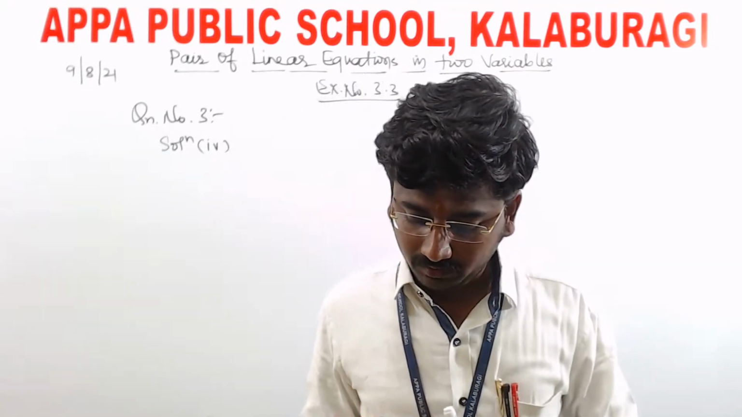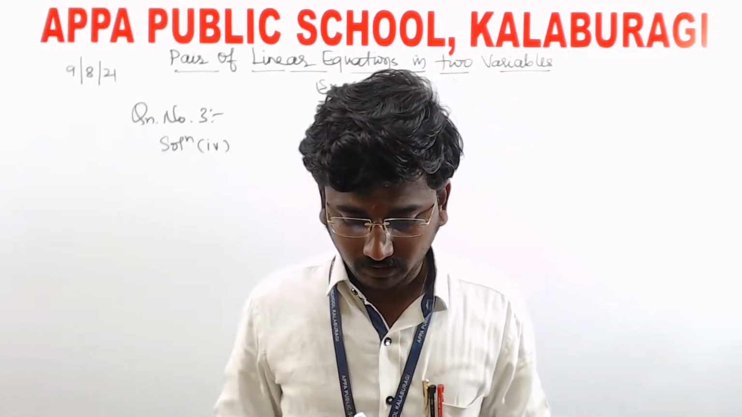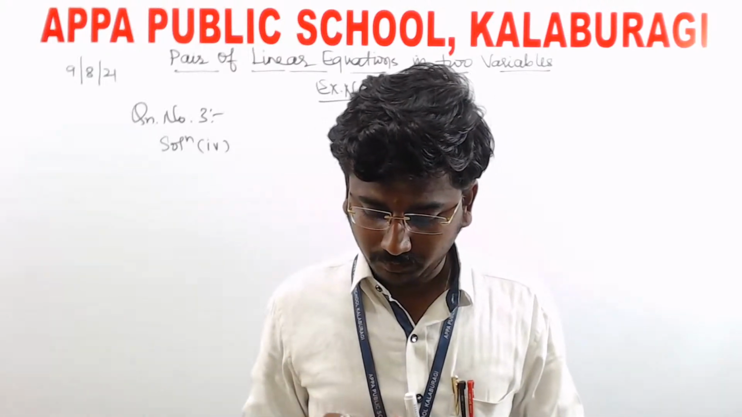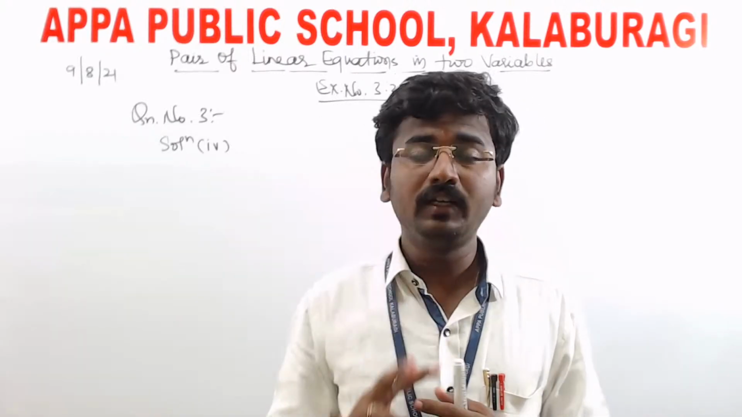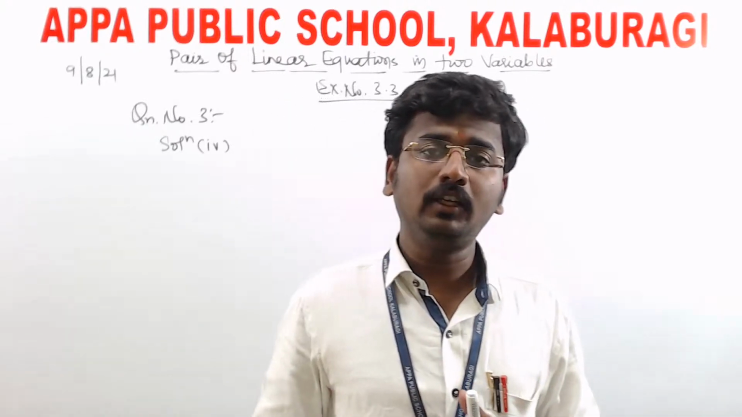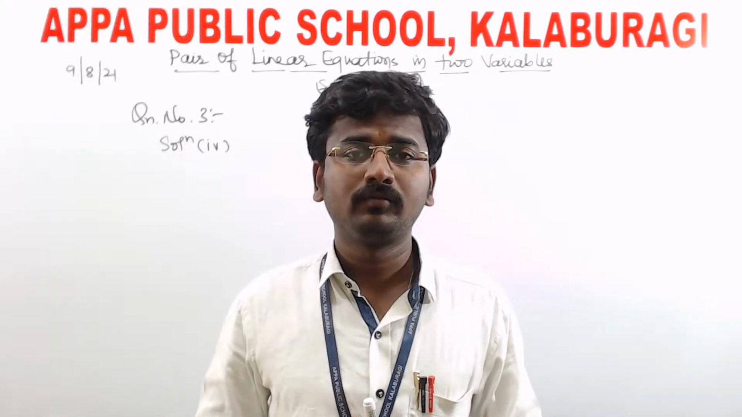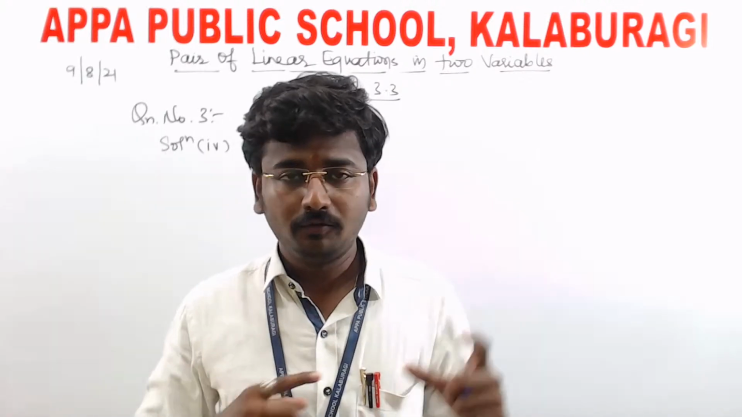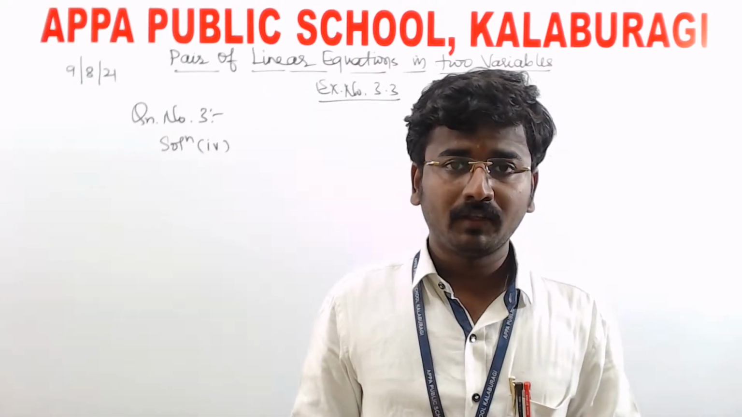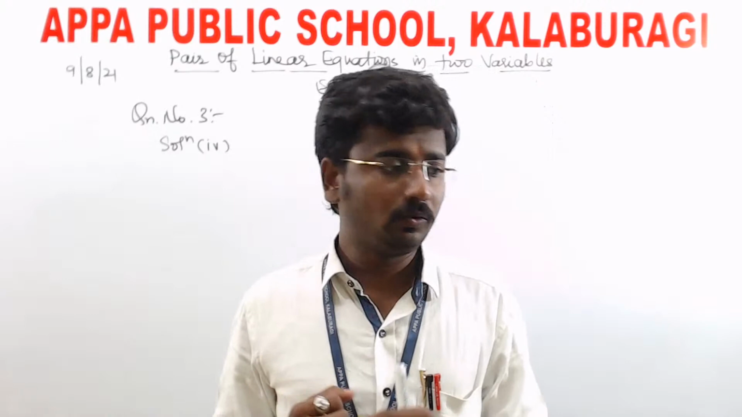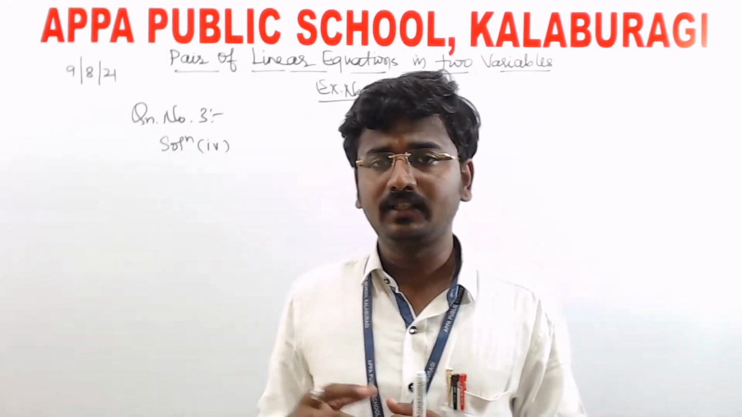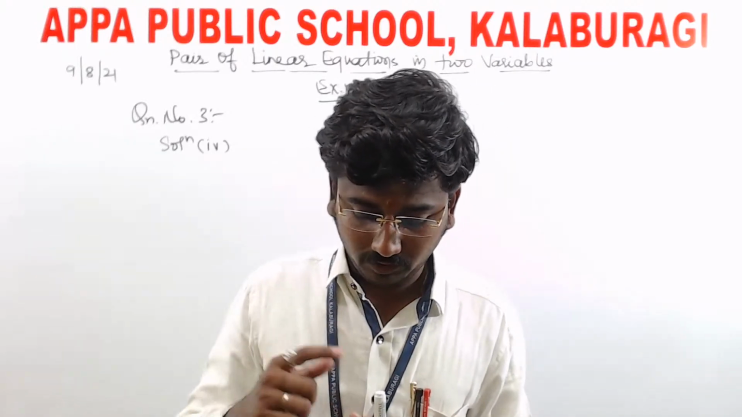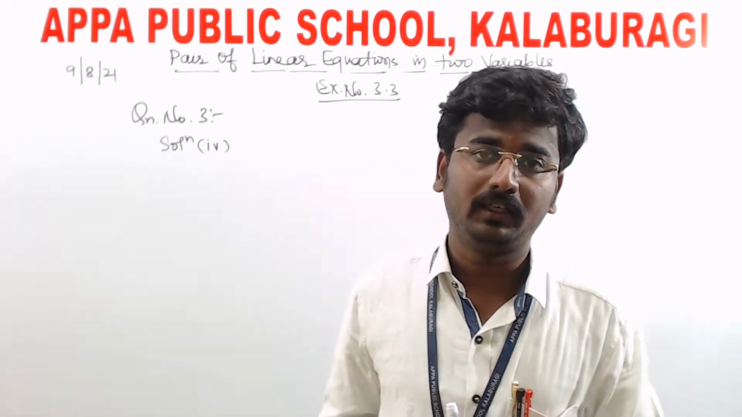For a distance of 10 kilometers, the charge paid is rupees 105, and for a journey of 15 kilometers, the charge paid is rupees 155. Now there are two conditions: one for 10 kilometers, 105 rupees, and the next for 15 kilometers, rupees 155. With the help of these two equations we have to find the fixed charge as well as the additional charge. After that, how much does a person have to pay for traveling a distance of 25 kilometers?